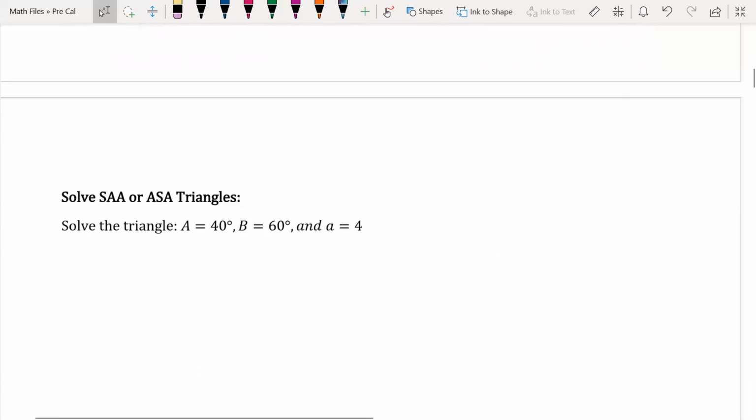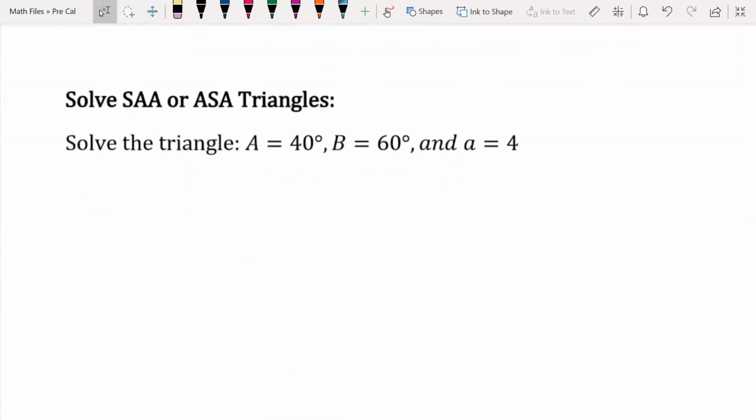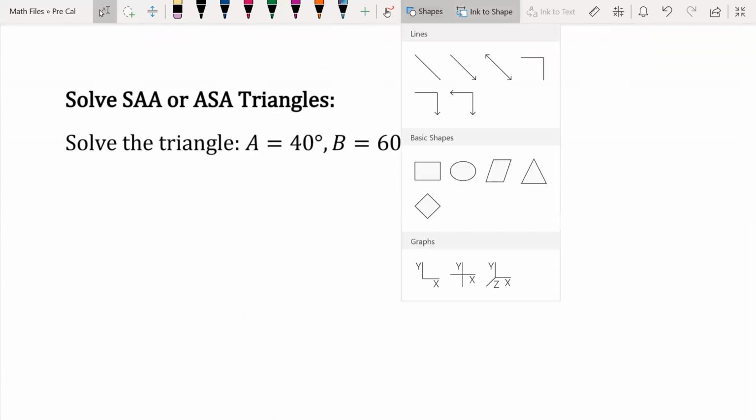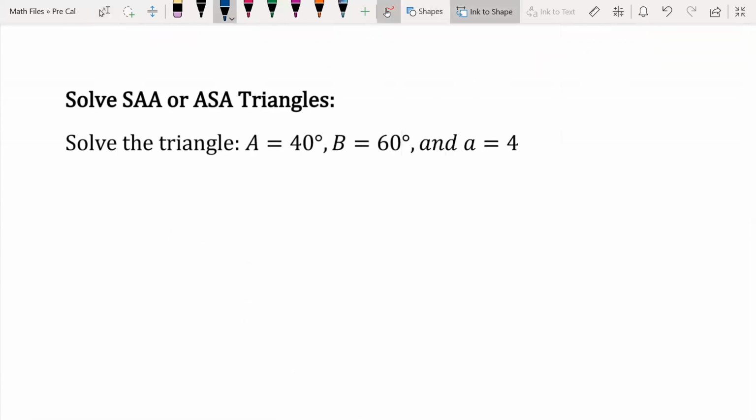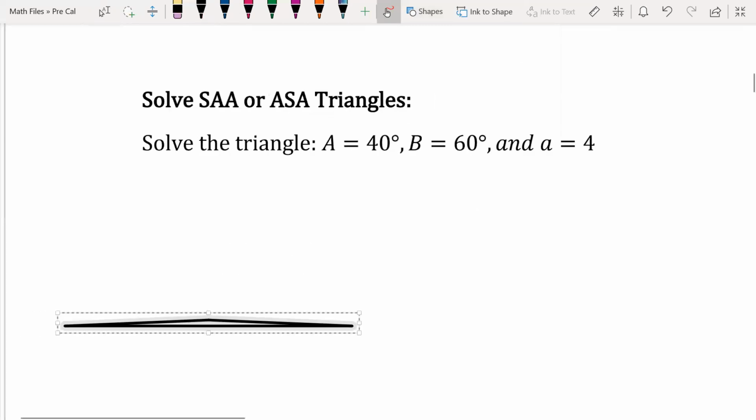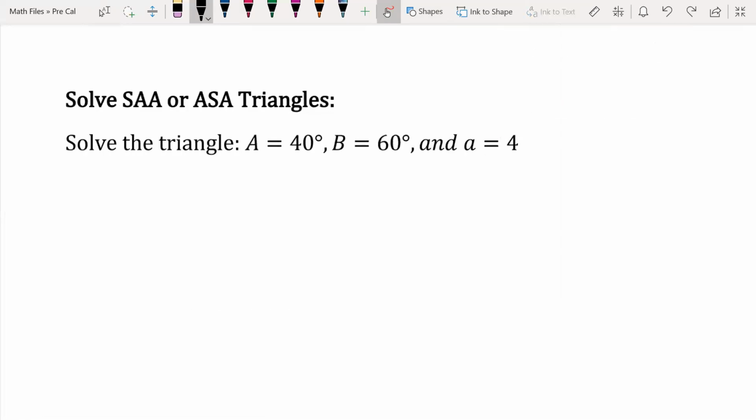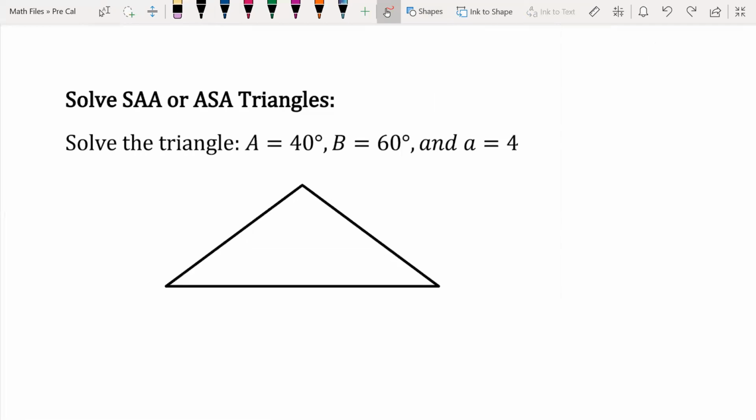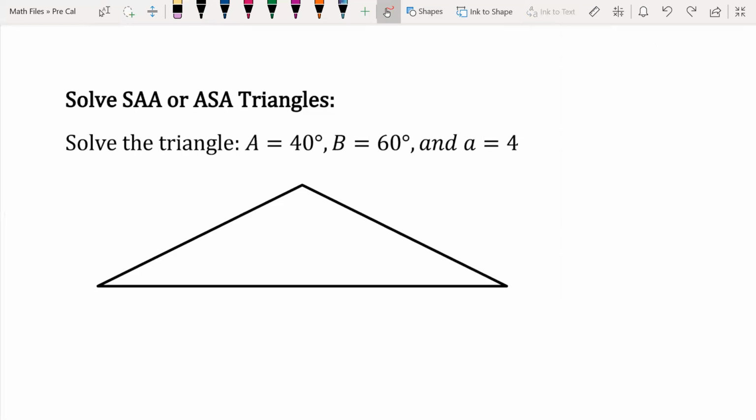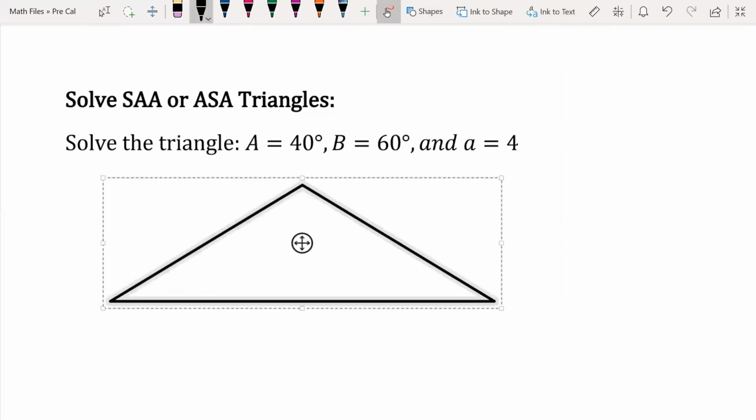Here we want to solve side, angle, angle or angle, side, angle triangles. It says solve the triangle when A is 40 degrees, B is 60 degrees, and side A is 4. So let me draw a triangle. Oh man, already messed that up. Let's try it again. There we go. Okay.